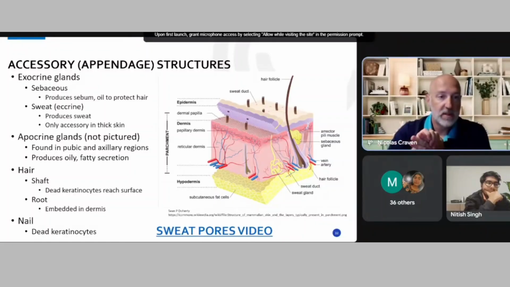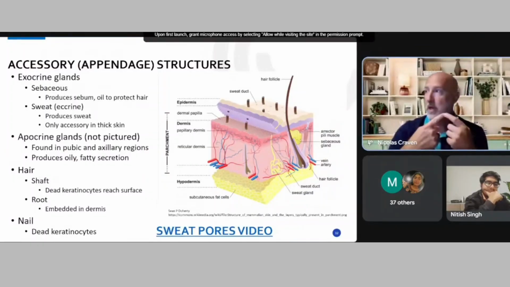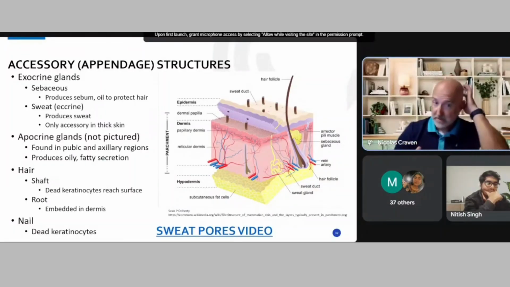Hairs, we won't go into too much in this. They have a shaft and a root. Dead keratinocytes reach the surface as part of the shaft, and the root is embedded in the dermis. If a hair was pulled, you need the DNA tag from the root to be able to do a DNA analysis. Just finding the hair shaft doesn't always help with DNA. And then nails, again, I won't go too much into that. They are also dead keratinocytes. It's a different type of keratin, but it is keratin, similar to the keratin you would find in your skin cells.